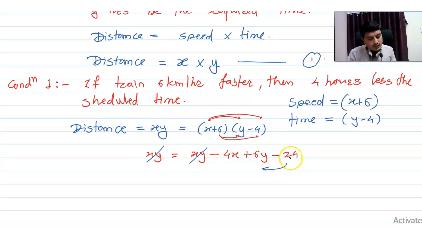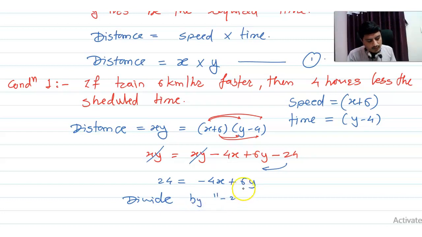Once we shift the minus 24 from RHS to LHS, we get 24 equals minus 4x plus 6y. Now we divide the equation throughout by minus 2, and simultaneously interchange RHS and LHS, so no need to change the sign of any term. So we get plus 2x minus 3y equals minus 12. Call it equation number 1.